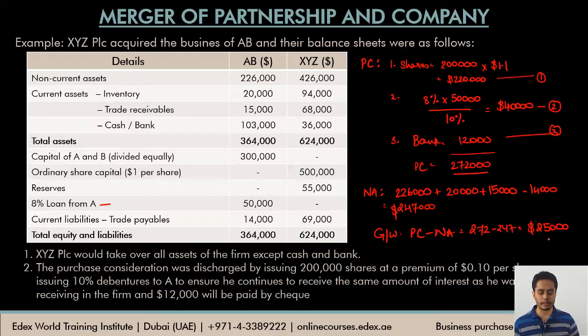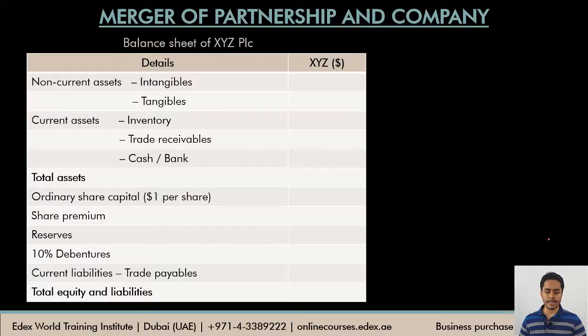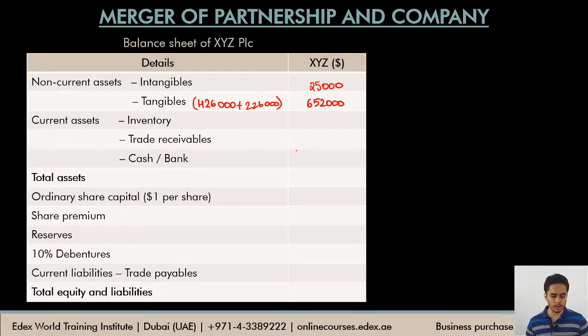Let's continue and prepare the balance sheet of XYZ PLC. Again, intangibles, we've already calculated the value of goodwill as 25,000. Tangibles, existing assets of the XYZ PLC is 426,000 plus non-current assets of the firm is 226,000. So the total here would be 652,000 total tangible non-current asset.